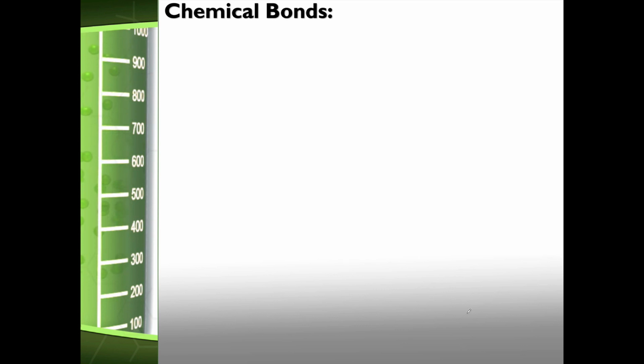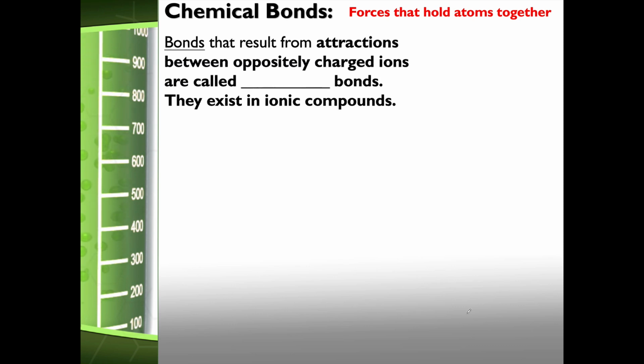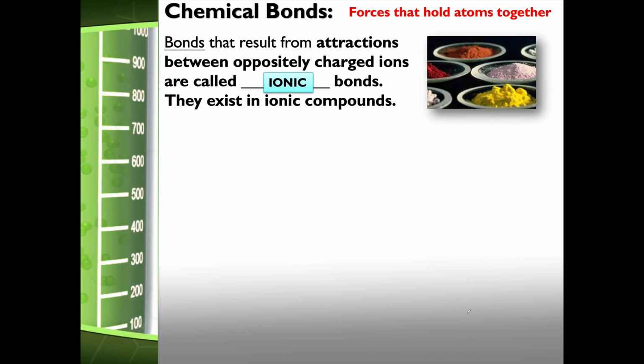So what they do to get more comfortable is they form bonds with other atoms, okay? Chemical bonds are forces that hold atoms together, and they do this to become more stable. They do it for stability. All right, so bonds that result from attractions between oppositely charged ions are called ionic bonds. They exist in ionic compounds.